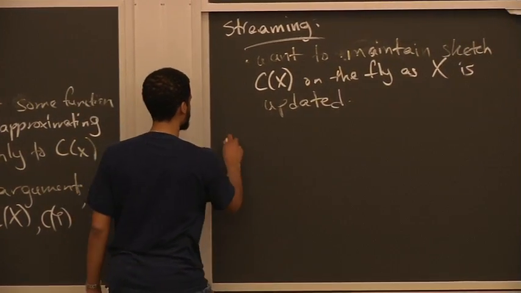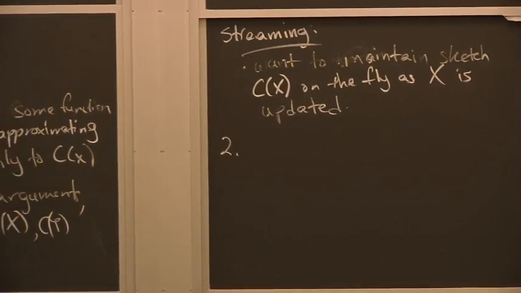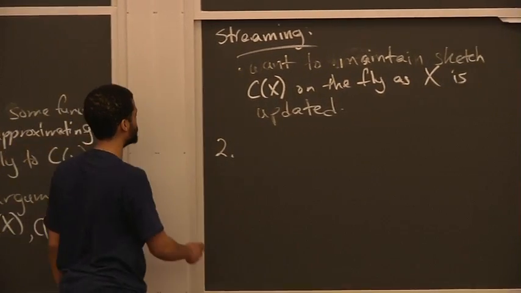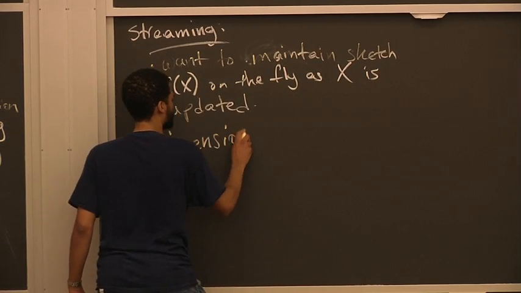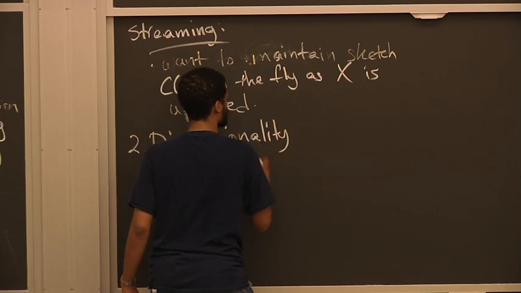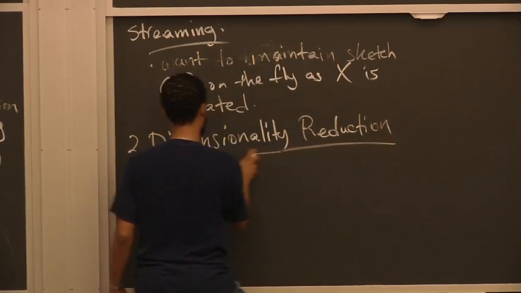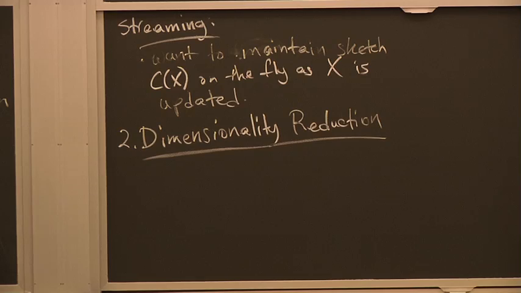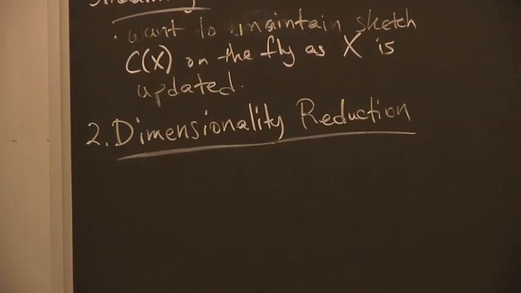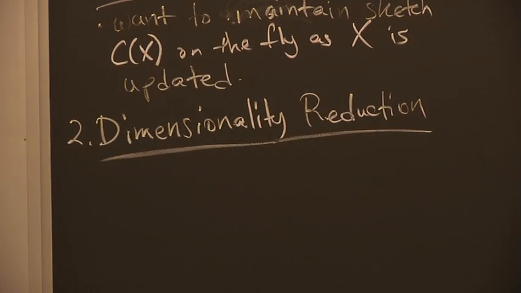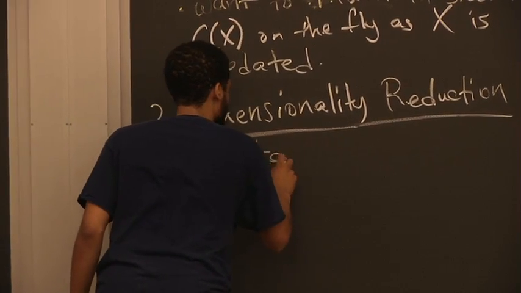Okay. Good, so that's sketching and streaming. That's the first topic we're going to cover in the course. Another topic we're going to spend time on is dimensionality reduction. Okay, and it's what the name says. So my input, my data is a bunch of high-dimensional vectors. So data is high-dimensional.